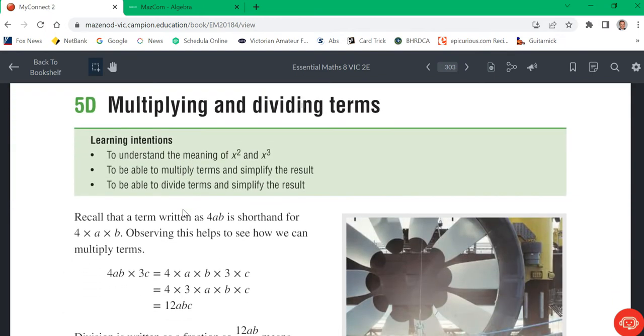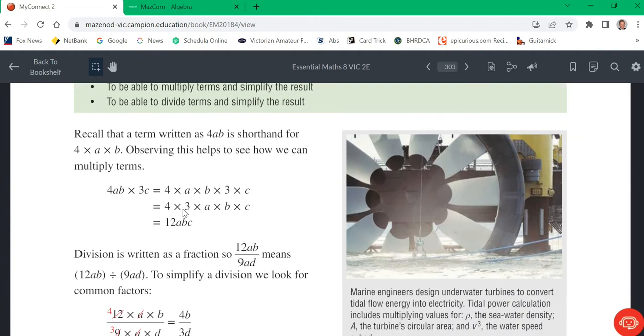Now, we can multiply and divide terms. Any terms can be multiplied, and you can see that here.